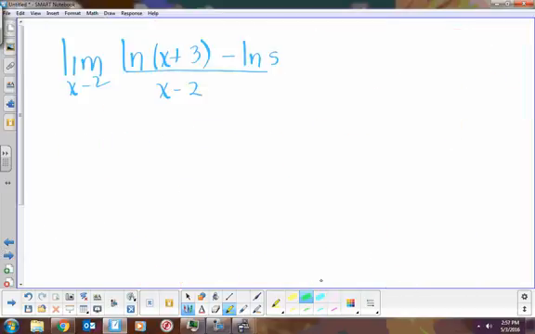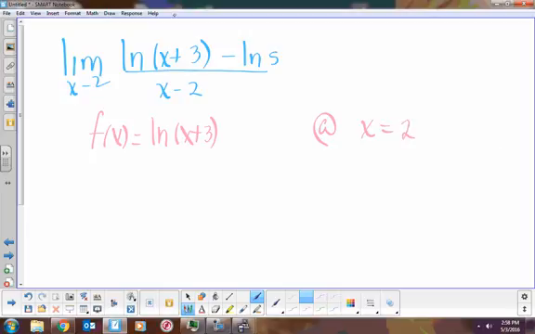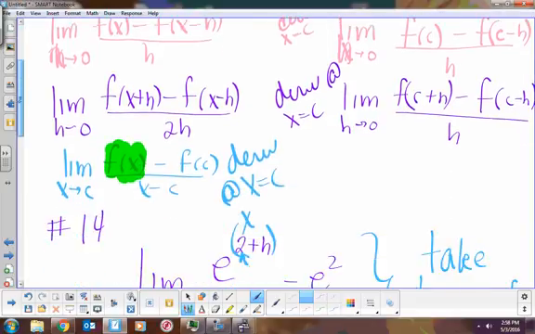All right? So what is my function? It is ln of x plus 3. So f of x equals ln of x plus 3. And we're doing the derivative where? At x equals 2. Right? Because what happens if you put 2 in here? What do you get? ln 5.